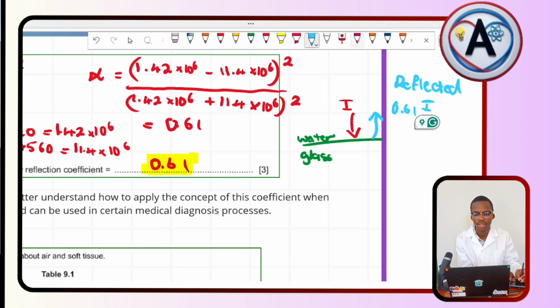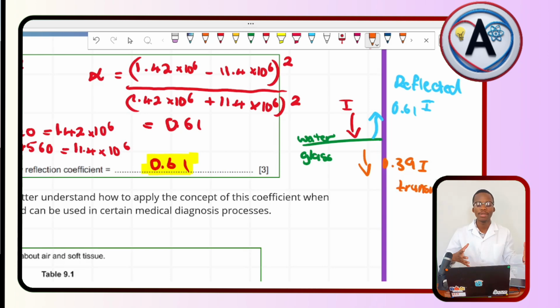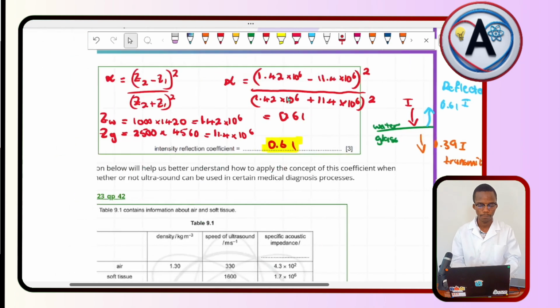Okay? And 0.39 of I is going to get transmitted. Okay, that's what I mean by saying I have an incident wave, which is I. Some of it is going to get reflected, then some of it is going to get transmitted. And the relationship between all of that is that they must add up to 1. So if 0.61 of I is going to get reflected, then 0.39 of I is going to get transmitted. Okay.